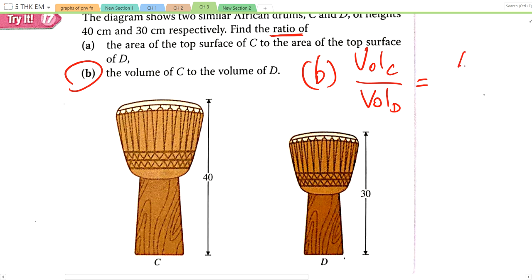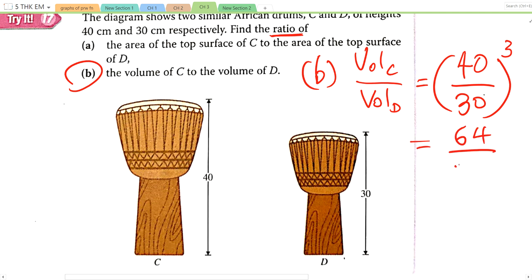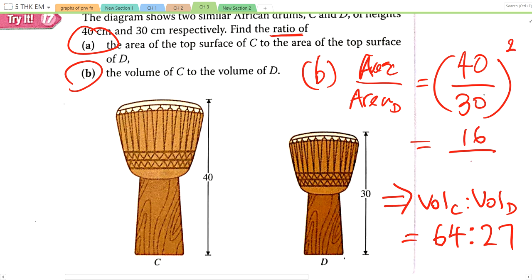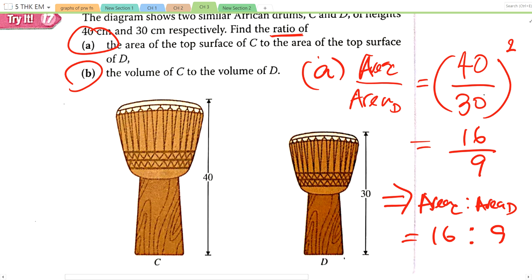Done? Do you have this? Simple? I'm sure you will do A, right? We just change all this volume to become area. This one becomes area, and then this one becomes a square. And here we have 16 to 9. So the area ratio will be 16 to 9, and this will be the answer for part A. That's all that there is.